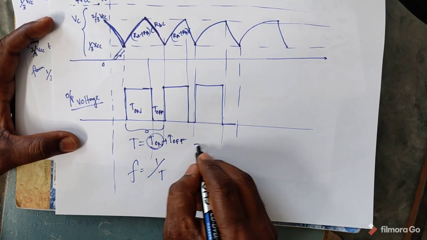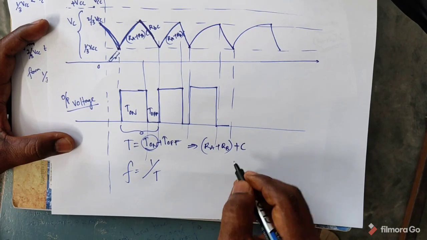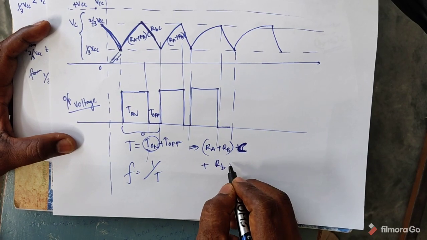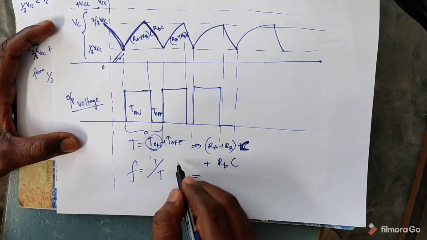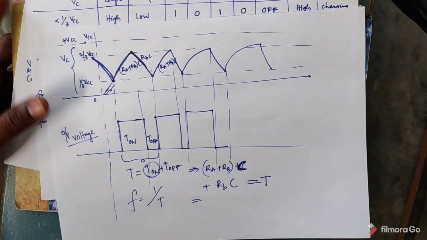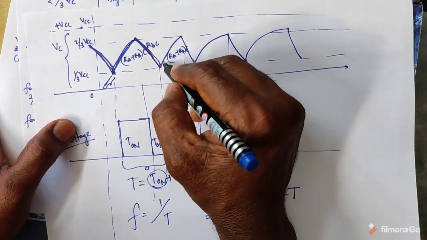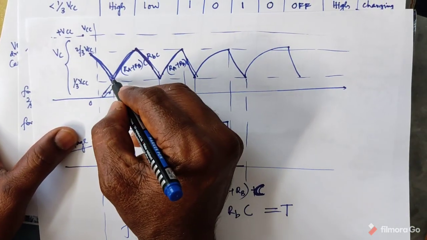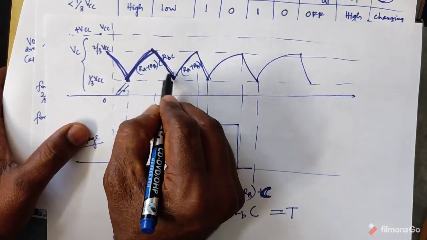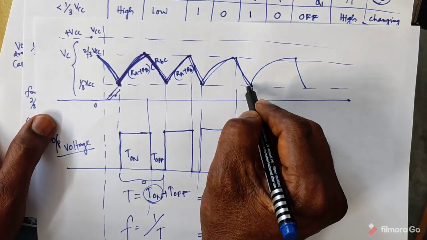So T on value is, the charging value is RA plus RB into C, plus RB into C value. Like that you can calculate the total response for the entire time period. So in this condition, continuously you can generate this type of expression. You have to observe this. Always in the time period, T on state is the maximum interval, T off condition is only a shorter period.